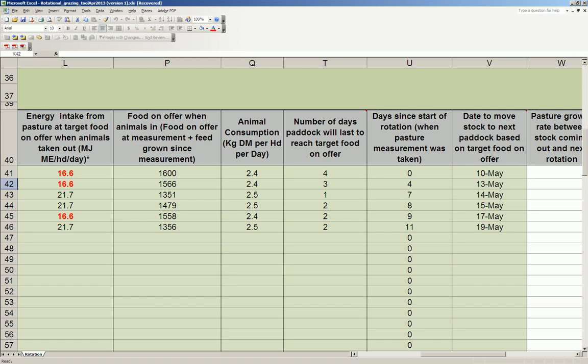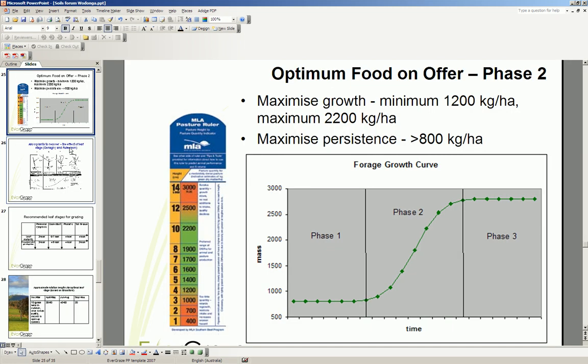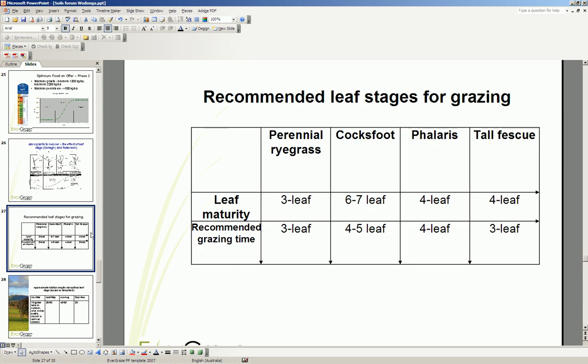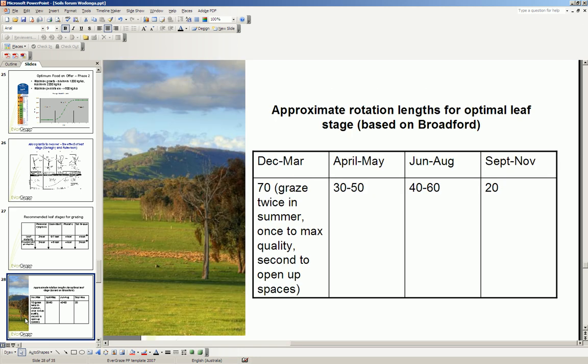The reason this is a bit of a problem, if I go back to my slides over here, is because in order for my paddocks to have enough rest to recover, they really need to be allowed to reach about the 3-leaf stage for most pastures. For example, perennial ryegrass recommended grazing time is at 3 leaves versus cocksfoot at 4 to 5, phalaris at 4, and tall fescue at 3.